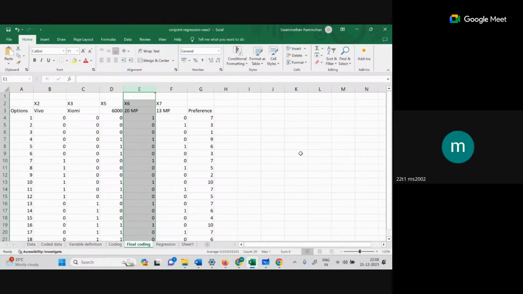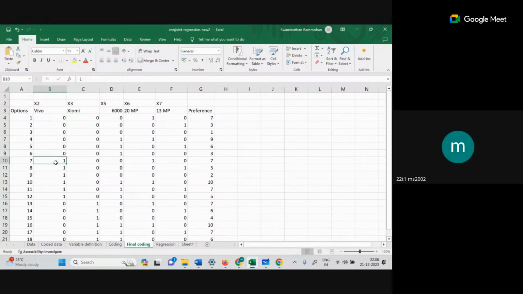What is your name, sir? Abhineet. Very good. Can you also tell me what is multicollinearity? There is an effect of relation between two independent variables. Yes, you're correct. For example, here in this context, if you know Vivo is 0, Xiaomi is 0, it obviously has to be Samsung. If you know these two values, you can automatically understand what the other value is going to be for Samsung.